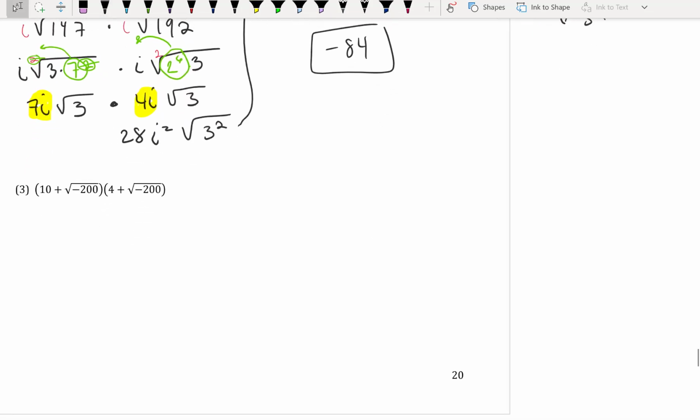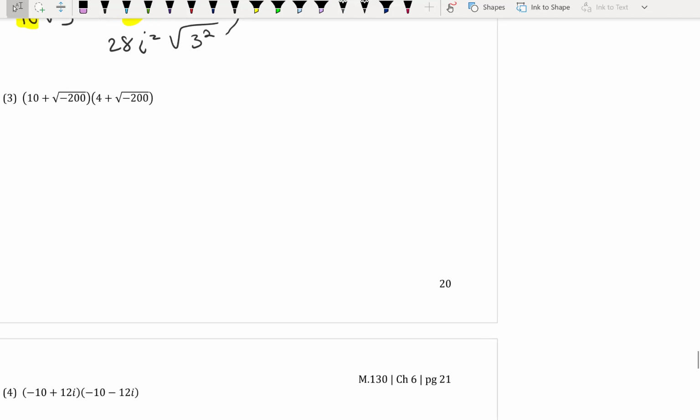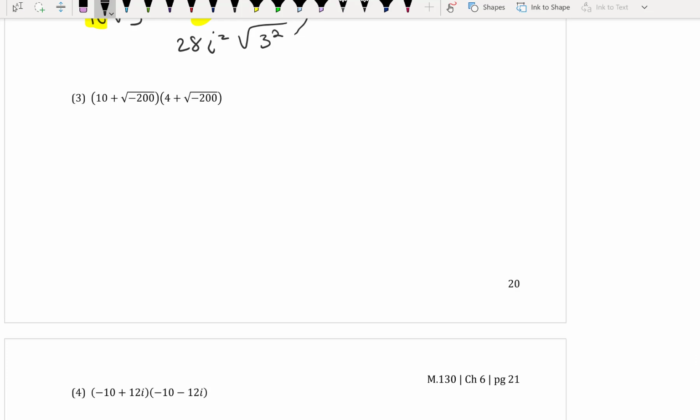All right. So now for number 3, for this one, I think what I want to do is go ahead and do a box method. If I do a box method, I think that's going to help me. So I have a 10 and I have the square root of a -200. Actually, my numbers are going to be way too big if I multiply the -200 and the -200. Why don't we simplify this a little bit?